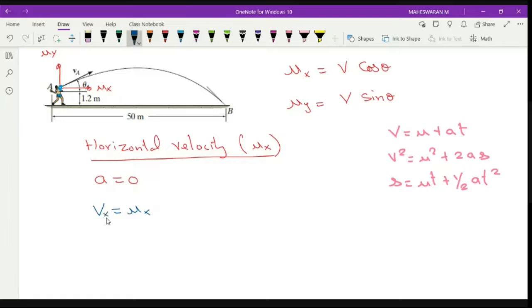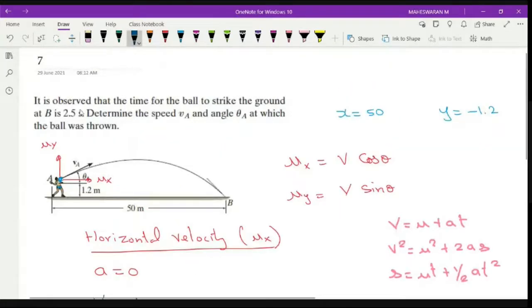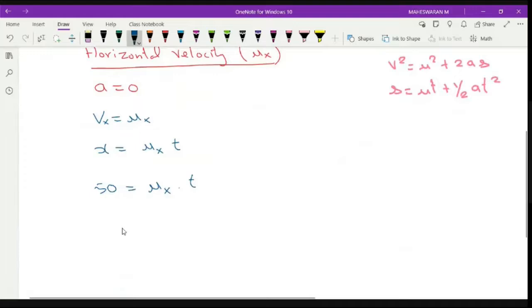Of course, this is VX. VX is equal to UX. Next, X is equal to UX into T. These are the formulas. I know the value of X. X is 50. So 50 is equal to UX into T. They have given the time taken to reach, 2.5 seconds. So I'm going to apply that. So T is 2.5. In that case, what is your UX value? 50 divided by 2.5. 20, 20 centimeters per second.